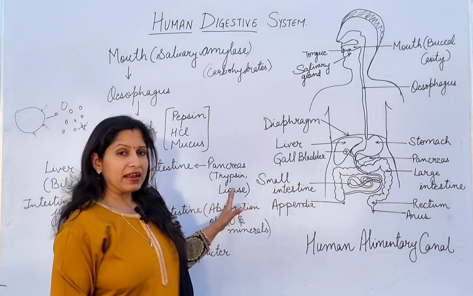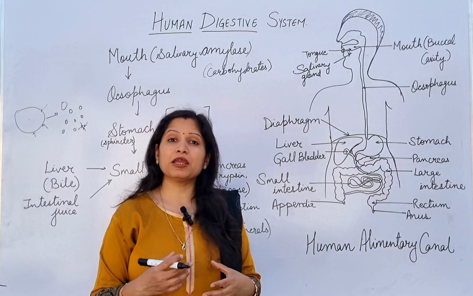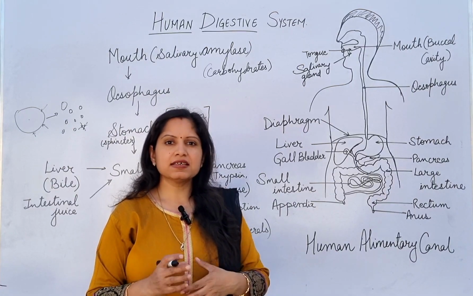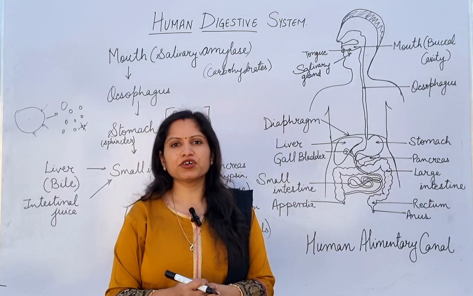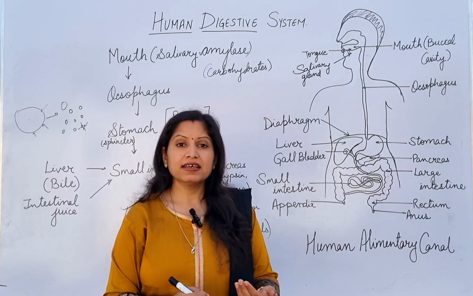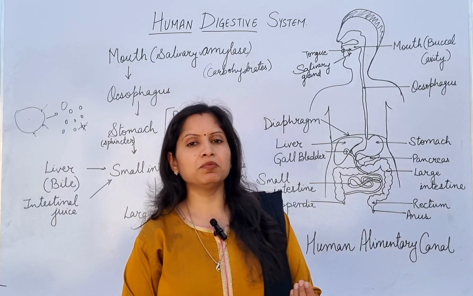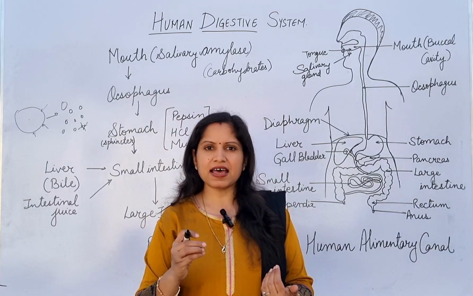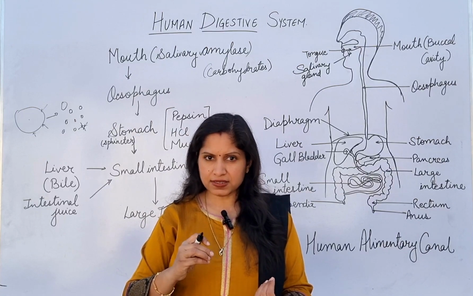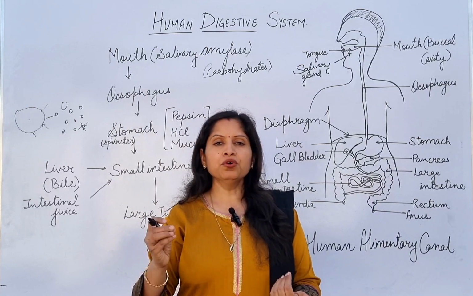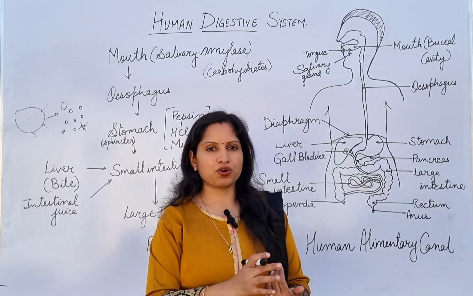So trypsin is there for the digestion of proteins. Apart from that, pancreatic juice also contains lipase. Lipase is for the digestion of lipids. Lipids means fats. So lipase is for the digestion of fats, and these fats will be broken down into fatty acids and glycerol. Proteins are converted to amino acids, and fats are converted to fatty acids and glycerol.